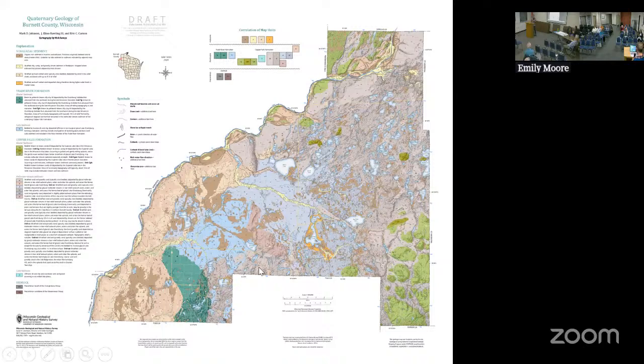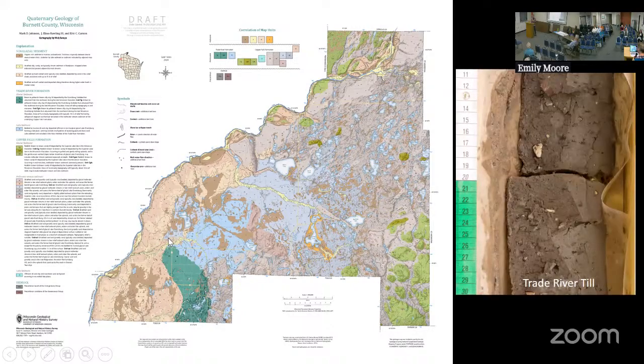This green portion here, right near Grantsburg, that's another till. That's sediment from a glacier that came in later from the south and brought in sediment from Minnesota.